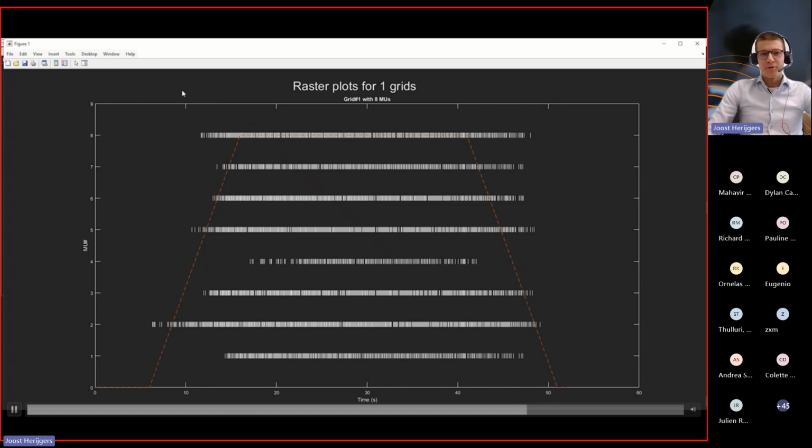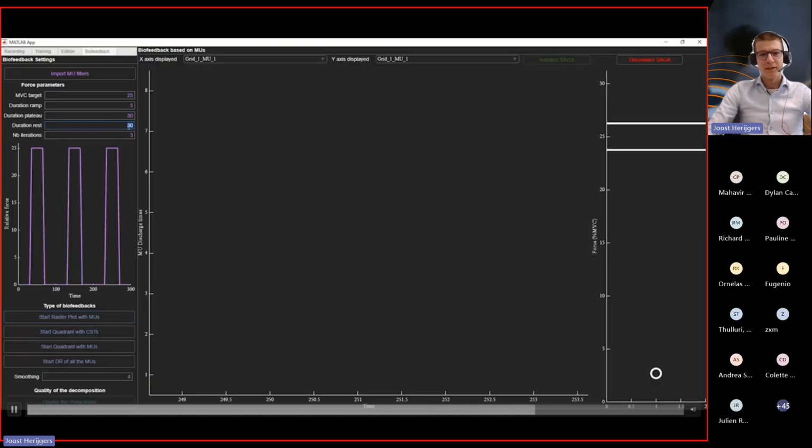Then we're gonna move over to the live decomposition phase. And this live decomposition phase again starts with making some settings. The settings that we have are the target for the MVC, which should at least be similar to what we did previously, and actually lower may still be okay. Higher will likely result in spikes that have not been trained on. Then there's also settings on the ramp and the plateau phase and the amount of iterations.